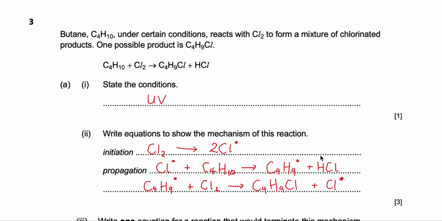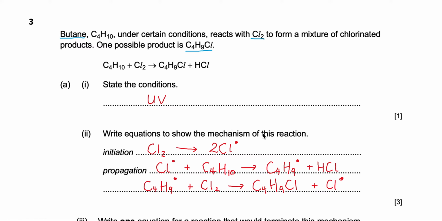Right, next one is about butane, which is an alkane, reacting with chlorine. So this is the halogenation of alkanes. And it's saying that one possible product is C4H9Cl. They've given you what the overall reaction is. If you remember the reactions of alkanes for halogenation, you need to have UV light. So UV, ultraviolet, you can even write sunlight as well, because sunlight is technically a source of UV radiation. Any of those would be fine for that.